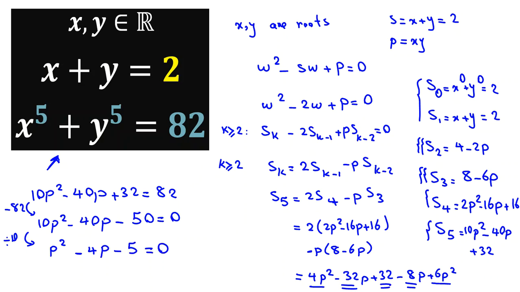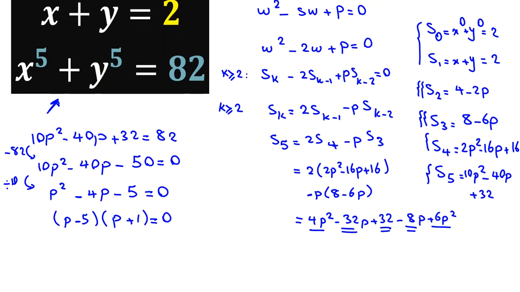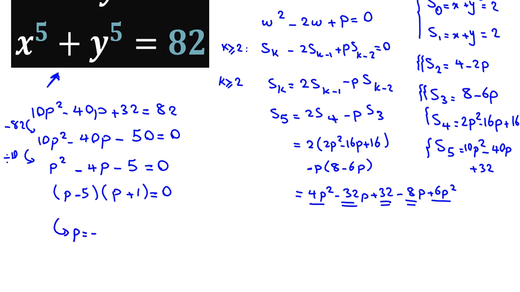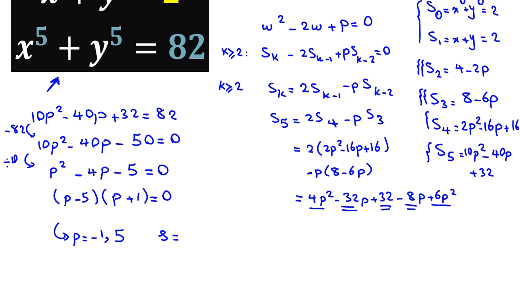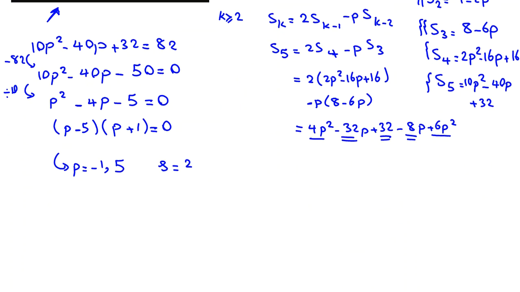Now, let's see. Can we factorize this? Yes. We should write what here? Negative 5 plus 1. Okay, so p will be what? p will be negative 1 and p will be 5. The problem says S, the sum of the roots, is equal to 2. So we should check two cases.